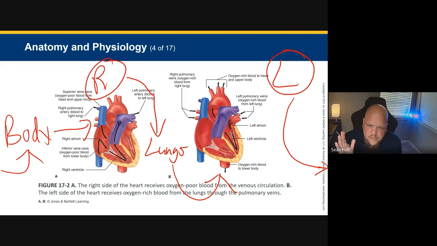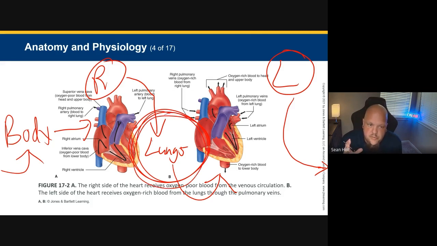So right receives, left pumps out, goes through the body, the systemic circuit. That's what we know the body as, and it returns to the right side of the heart. Now, besides the systemic circuit, we also have the pulmonary circuit. That's the lungs. That's everything in this part of this diagram, okay?